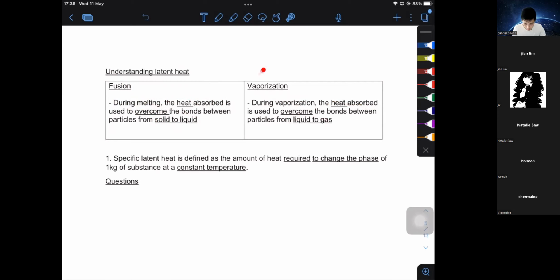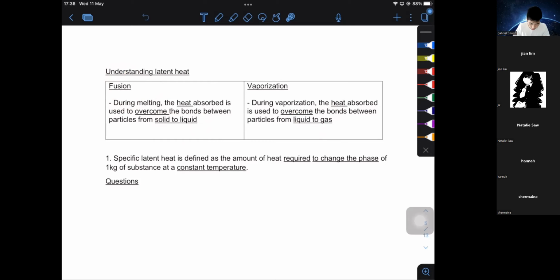Always remember that vaporization is somewhat related to gas, so it's always going to be liquid to gas or gas into liquid. Whereas fusion will be the other one. If one is liquid and gas, the other one must be solid and liquid. It has to follow the solid, liquid, gas component all the time.